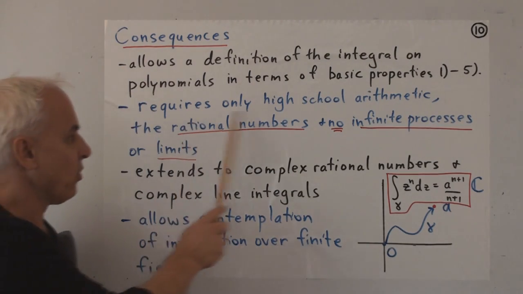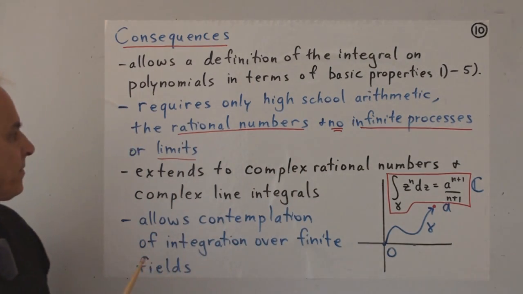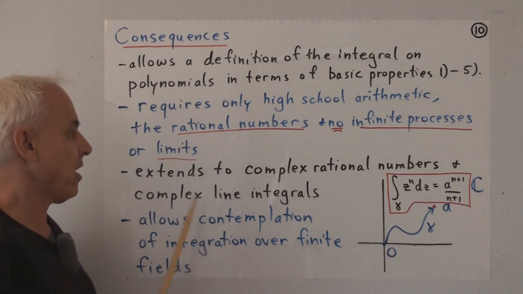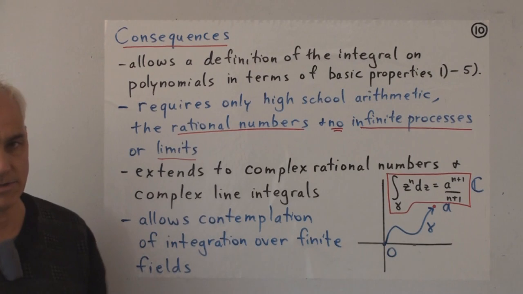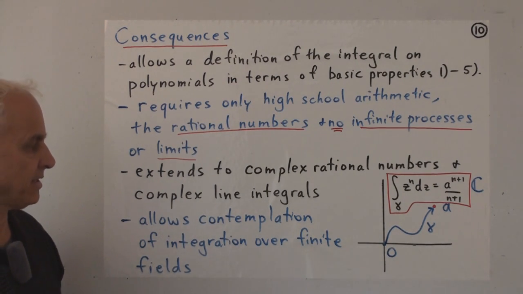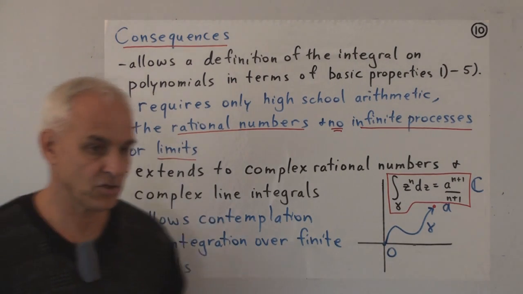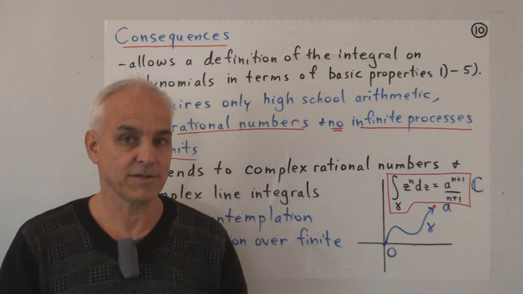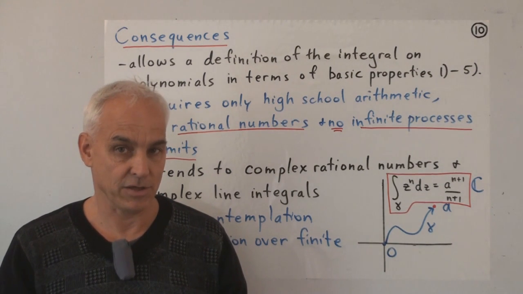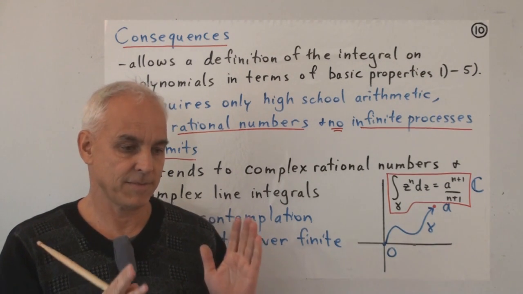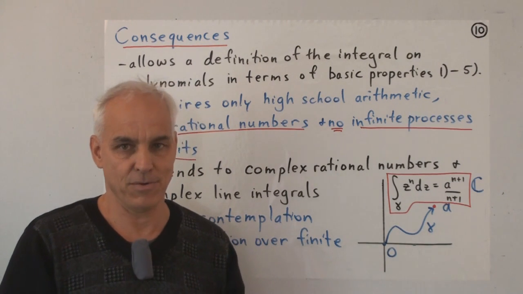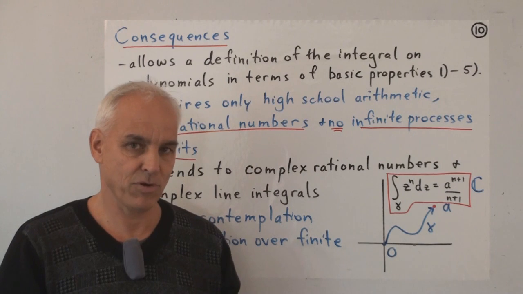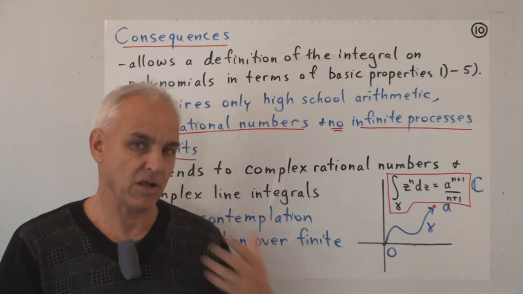I've already mentioned it really only requires high school arithmetic. The rational numbers are what's necessary. No infinite processes or limits are needed. All right, this is an insight that should give pause to anyone who teaches calculus. It's showing that there is an alternate way of thinking about things, a simpler way, more elegant, more algebraic way.